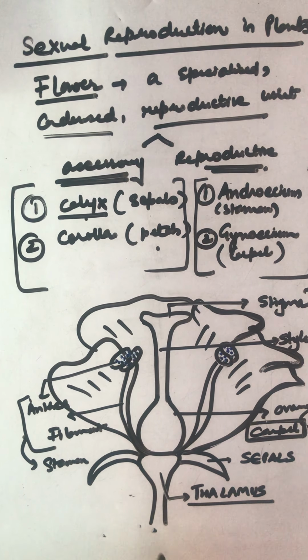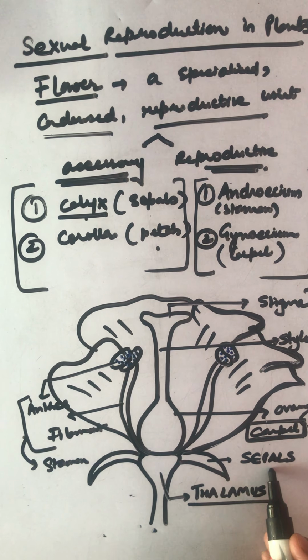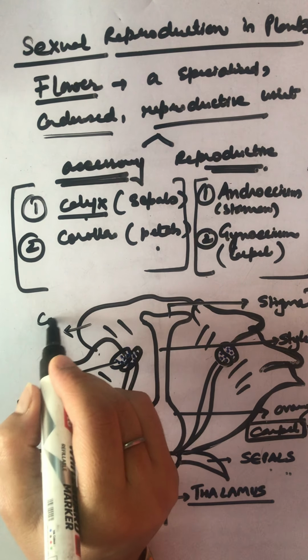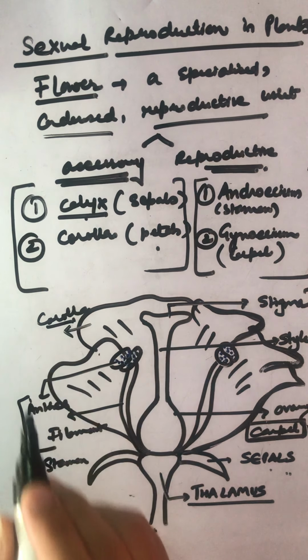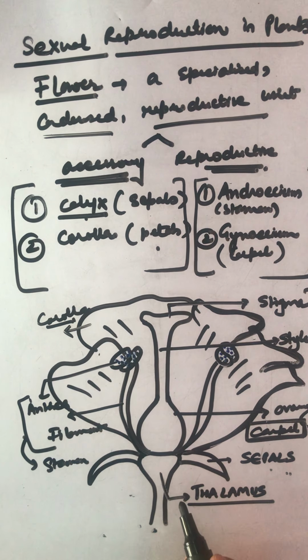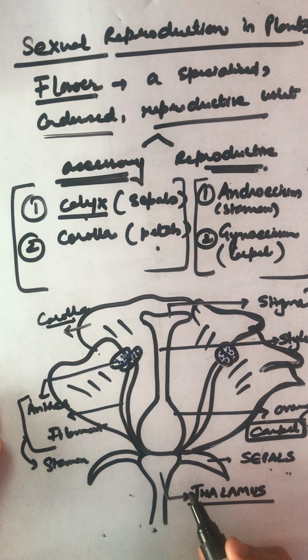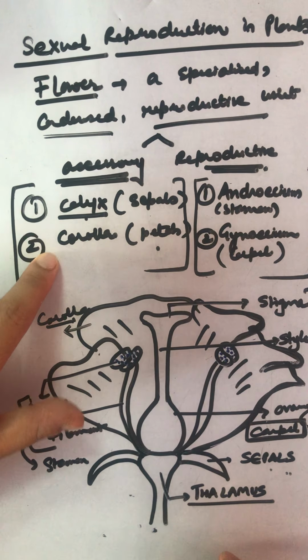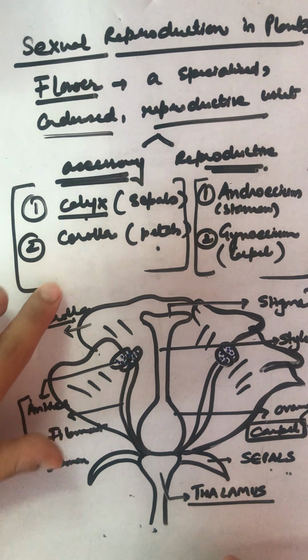Now, what is calyx or sepals? The outermost wall of floral leaves, generally green in color, protective in function. Corolla, petals, brightly colored. Why? To attract the insect pollinators. They are not directly involved in reproduction. They are the accessory parts, not the essential parts.